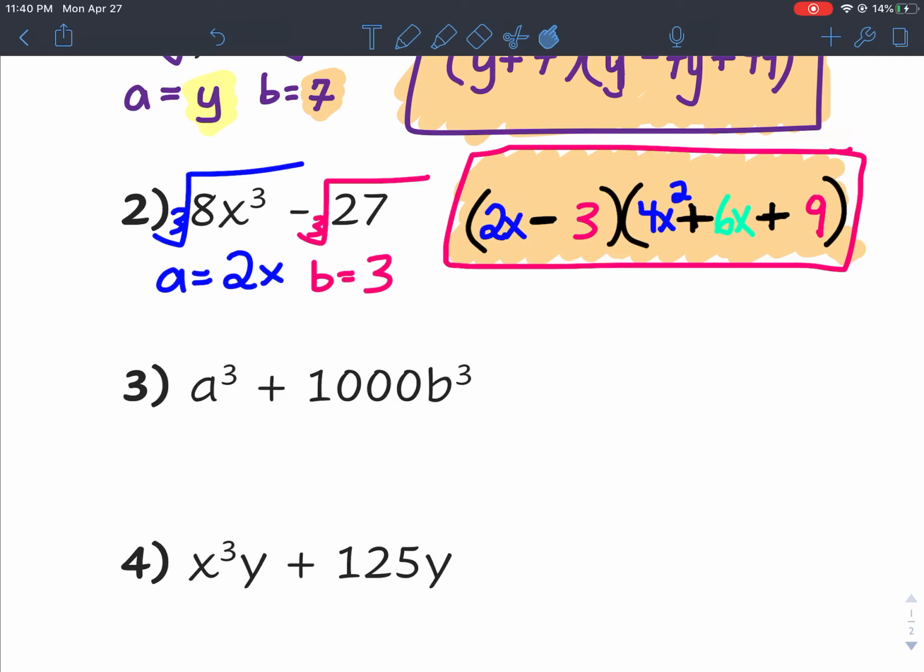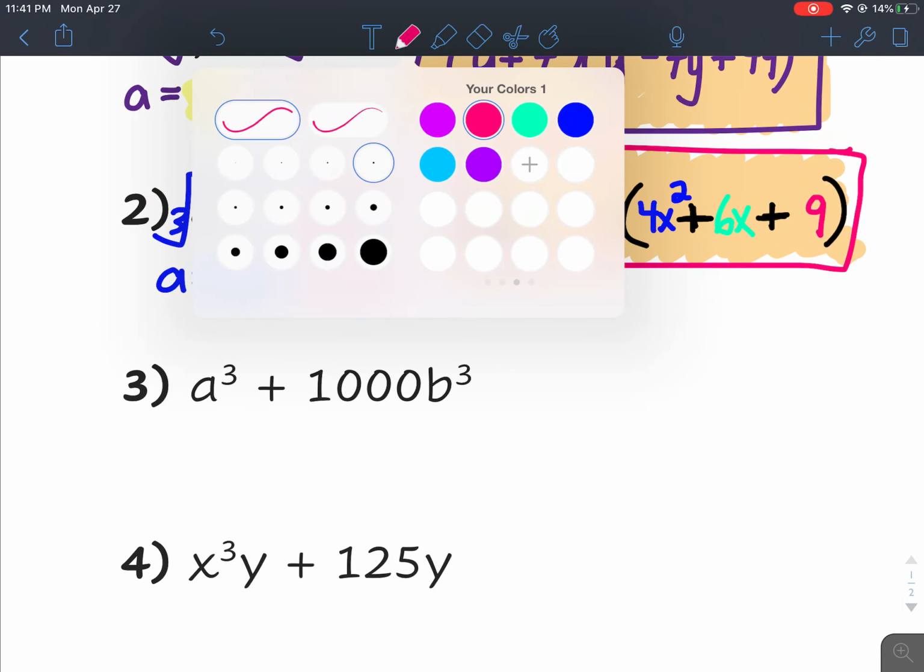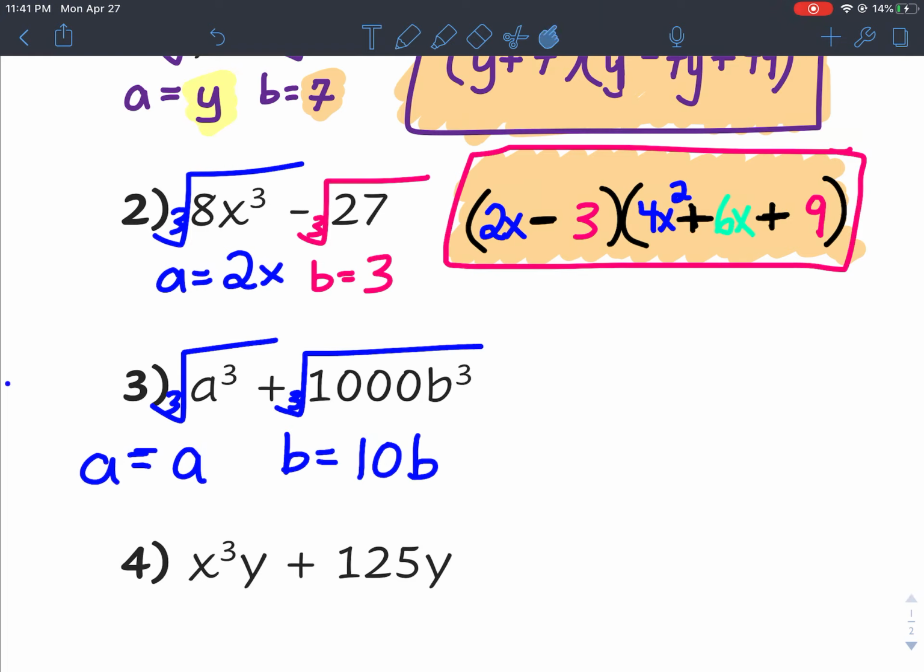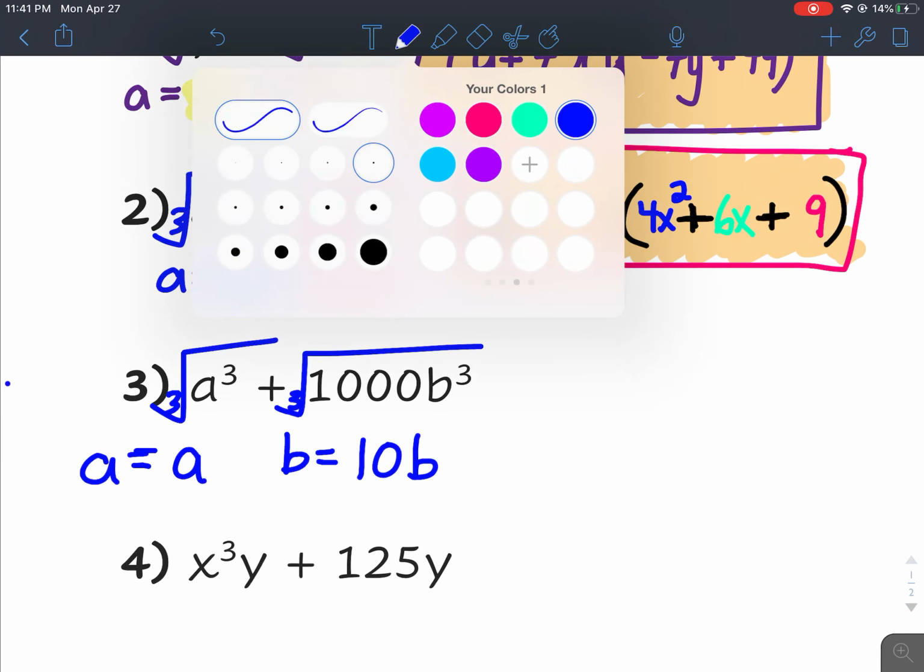Okay, so moving on to the next one here. Take a look again. I see perfect cubes. Okay, so cube root of the first one. So what times what times what is a cubed? It would be a. And what times what times what is 1000b cubed? It would be 10b. So A is a in this case, and B is 10b. A little confusing if you want to say x, or your first one's a and your second one's 10b, to not get confused on that. That's fine. But remember, you're just using these right here in the formula.